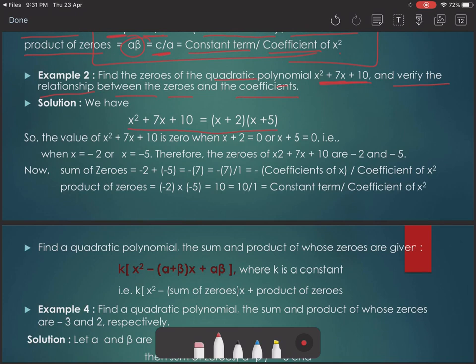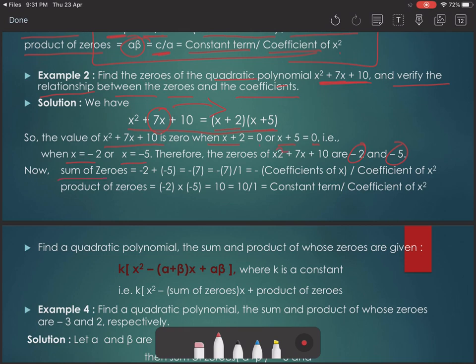This is a quadratic polynomial, so we use the middle term splitting method. We get the linear factors x plus 2 and x plus 5. So the value of this polynomial is 0 when x plus 2 is equal to 0 or x plus 5 is equal to 0. Therefore, x equal to minus 2 and x equal to minus 5 are the zeros of this polynomial.